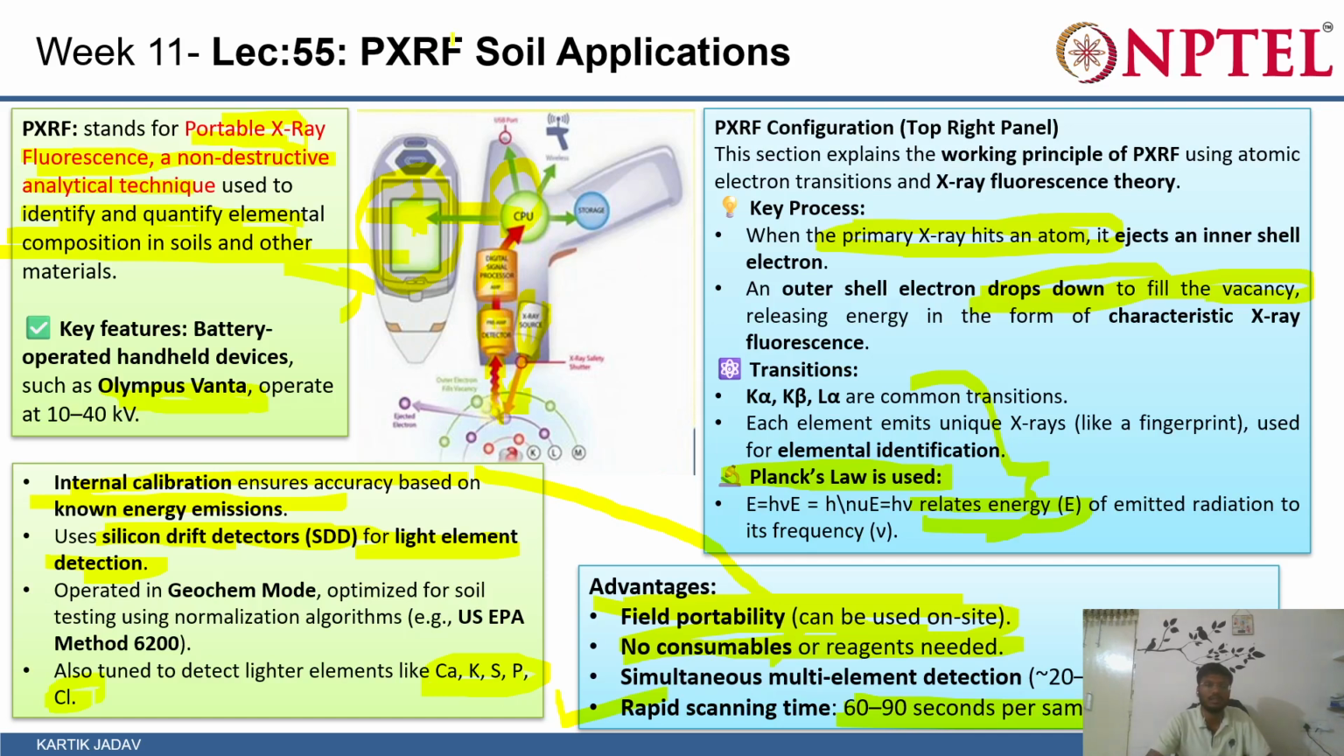While this PXRF is a field portable instrument, so we can take it to the field, and by just pressing a button, we can emit the X-ray, then calculate the reflections from the element, and measure certain elements like calcium, potassium, sulfur, phosphorus, and chlorine. So it is very important to use such techniques.